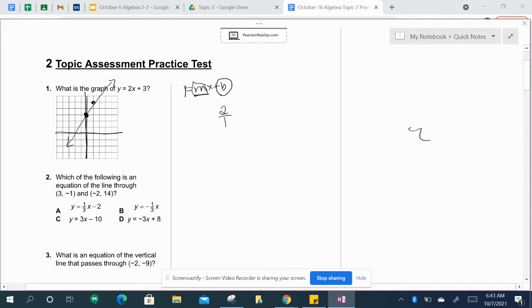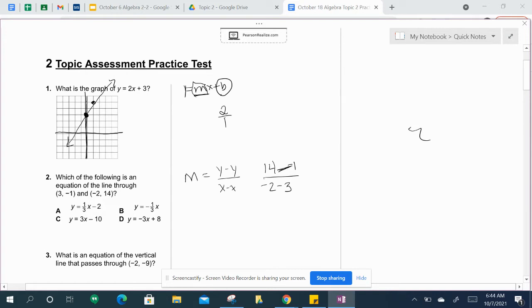Number 2 says, which of the following is an equation of the line through the points (3, -1) and (-2, 14)? Because I'm given 2 points, the first thing I need to do is use my slope formula to find those. And so our slope formula says y minus y divided by x minus x. So in this case, I'm going to take 14 minus -1 over -2 minus 3. You could also have done that -1 minus 14 and 3 minus -2.